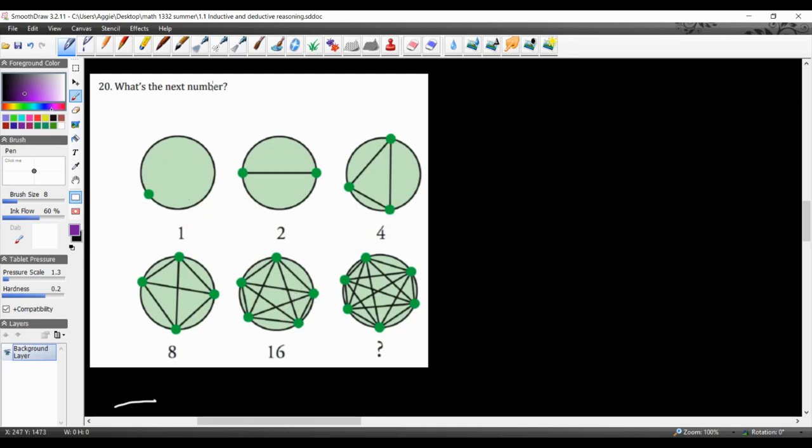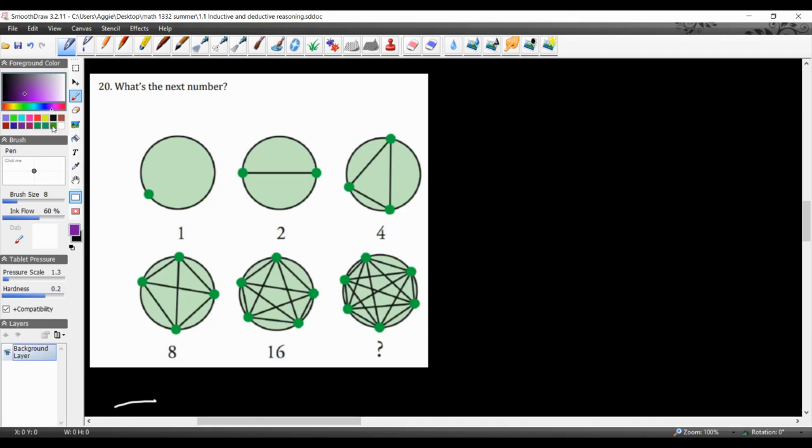This one is asking us, what is the next number here? So we have these circles, okay, and what we're doing is we're just adding dots. So if you look at the first circle, there's 1 dot. The second circle, there's 2 dots. The next circle, there's 3 dots, and then 4 dots, and so forth. On each turn, we're adding a dot to the edge of the circle, okay?